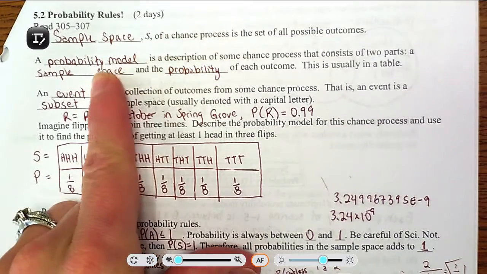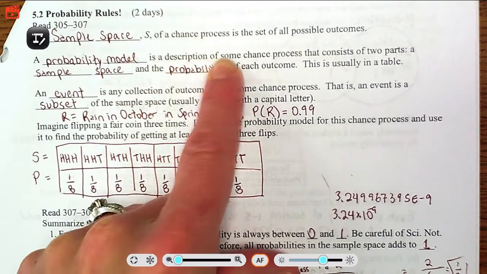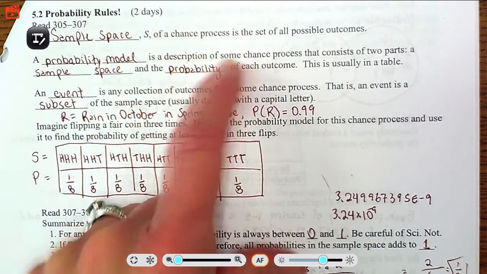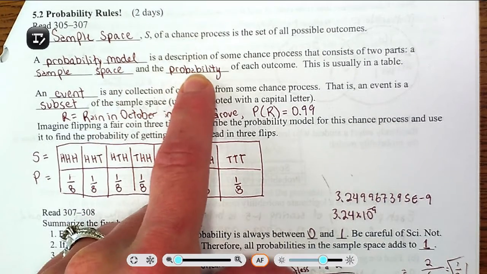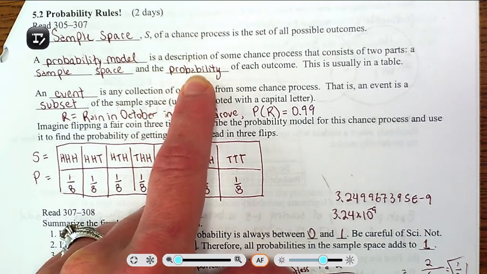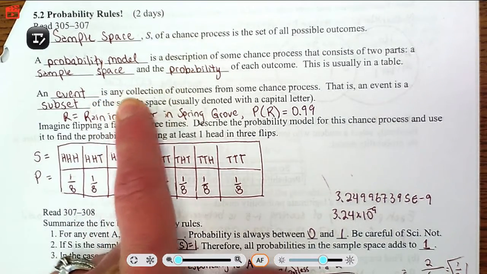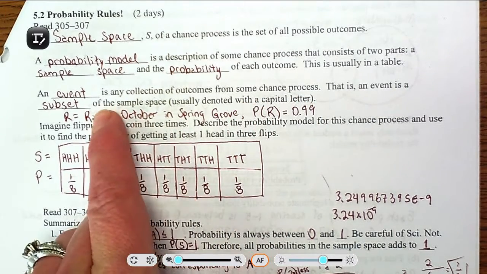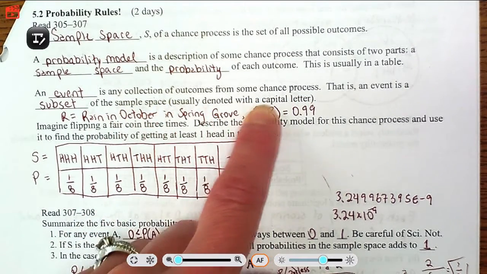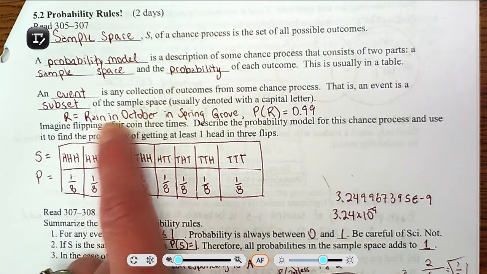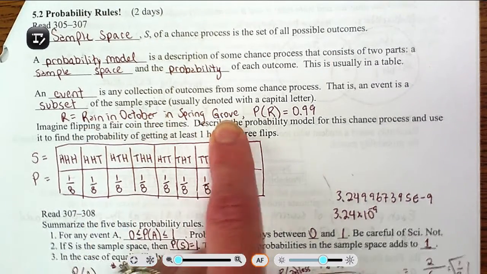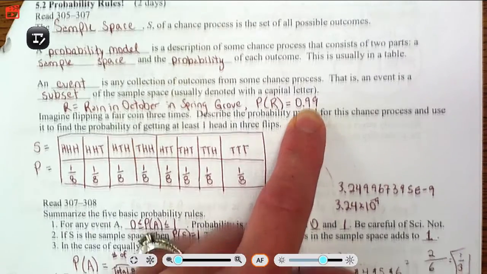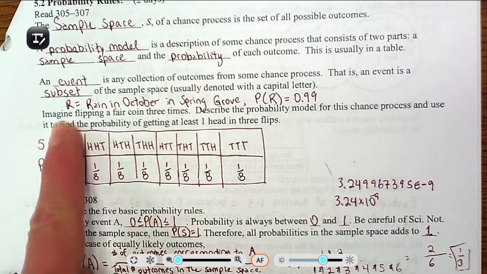sample space. A probability model is a description of some chance process that consists of two parts, a sample space, and the probability of each outcome. This is usually in a table. An event is any collection of outcomes from some chance process. That is, an event is a subset of the sample space, usually denoted with a capital letter. R is rain in October in Spring Grove. The probability of R is 99% chance that we're going to get rain in October in Spring Grove.